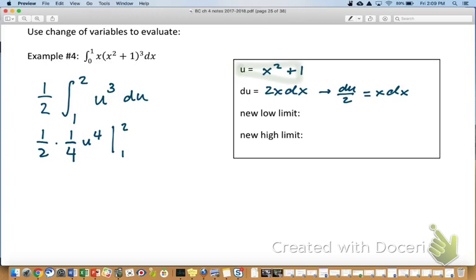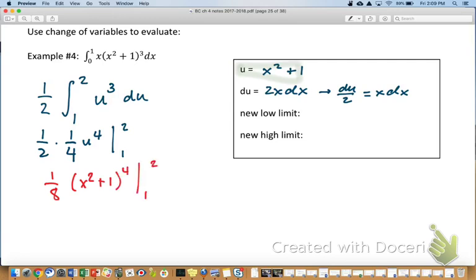I would say at this stage, if I plugged in the 2 and I plugged in the 1 and subtracted, that would be the exact right thing to do. People make mistakes here. They put the X's back in and don't change the limits. They write this, and they leave it like this.